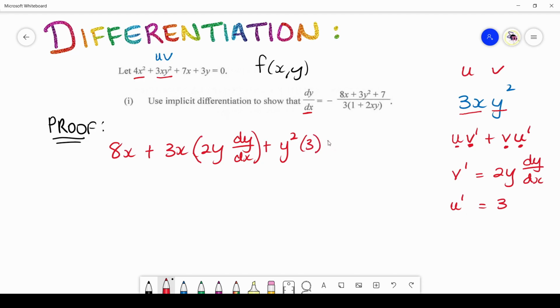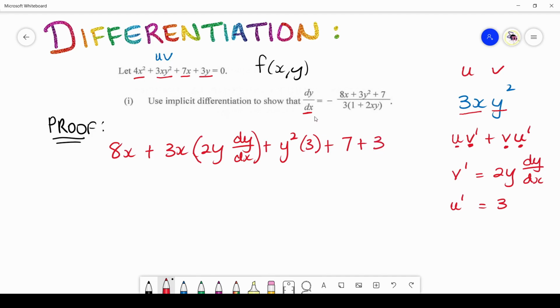Okay, and then finally, moving on to the easier parts, we are going to differentiate 7x with respect to x. That's just a standard differential of 7. And once again, the next term is a single term there. We are going to differentiate 3y. Now, the differential of 3y with respect to y is just 3.